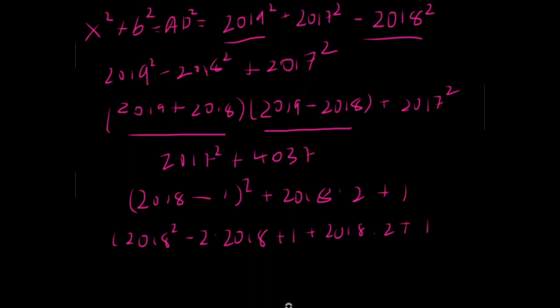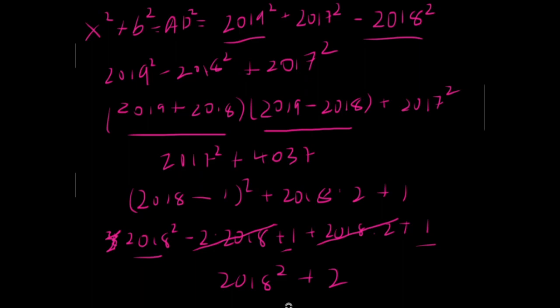Now this is where it becomes even cleaner. The minus 2 times 2018 and the plus 2 times 2018 cancel out. And you're left with, I don't know why I have this thing here, that's not supposed to be there. Oh, that was a parenthesis. Whatever. So we're left with 2018 squared plus 1 plus 1. It's 2018 squared plus 2.